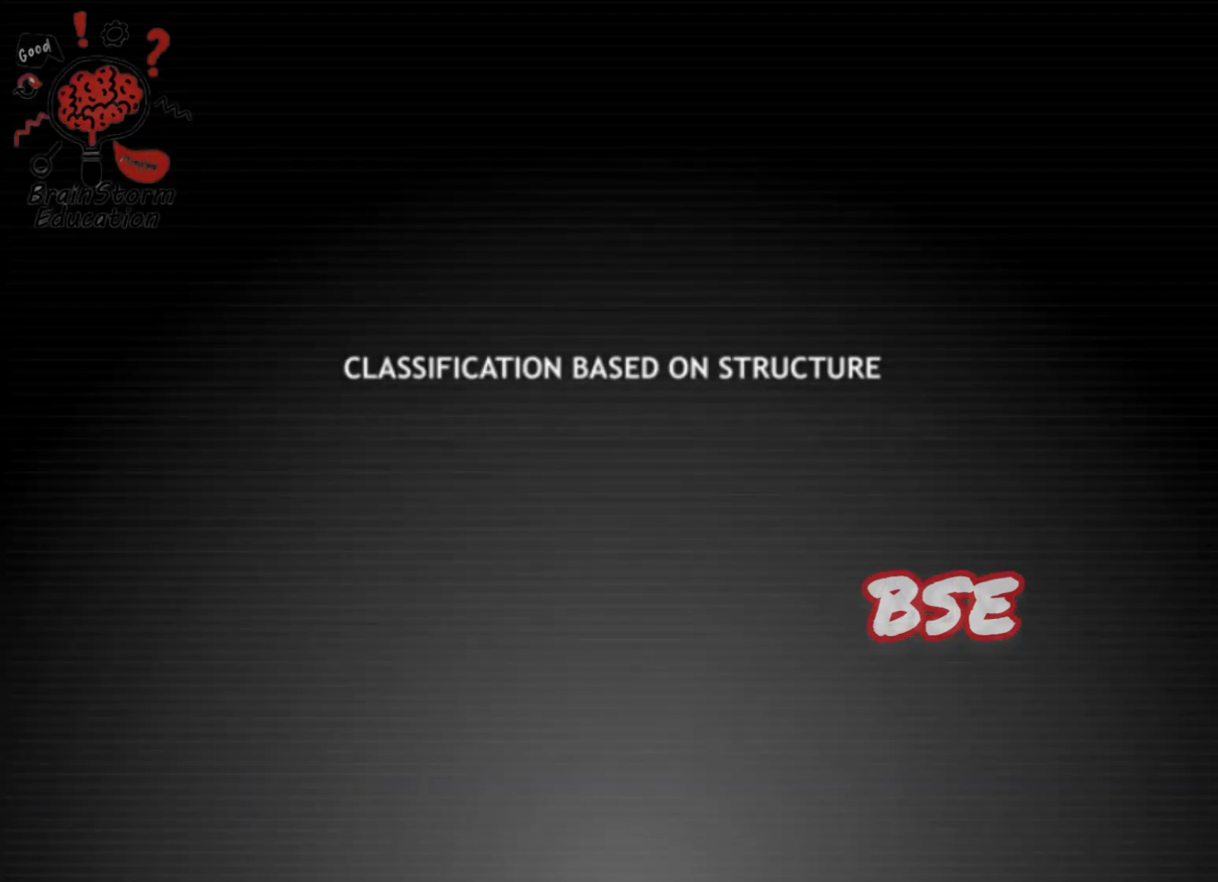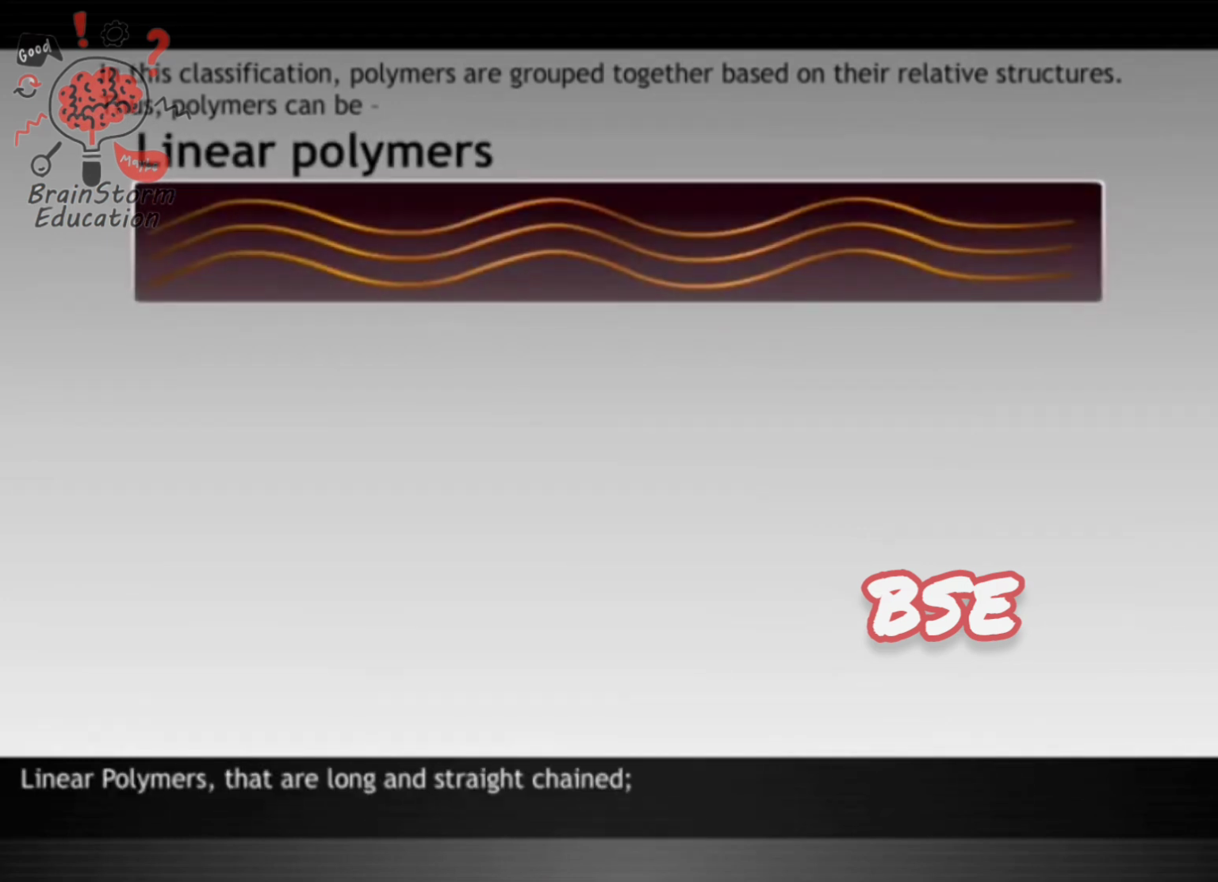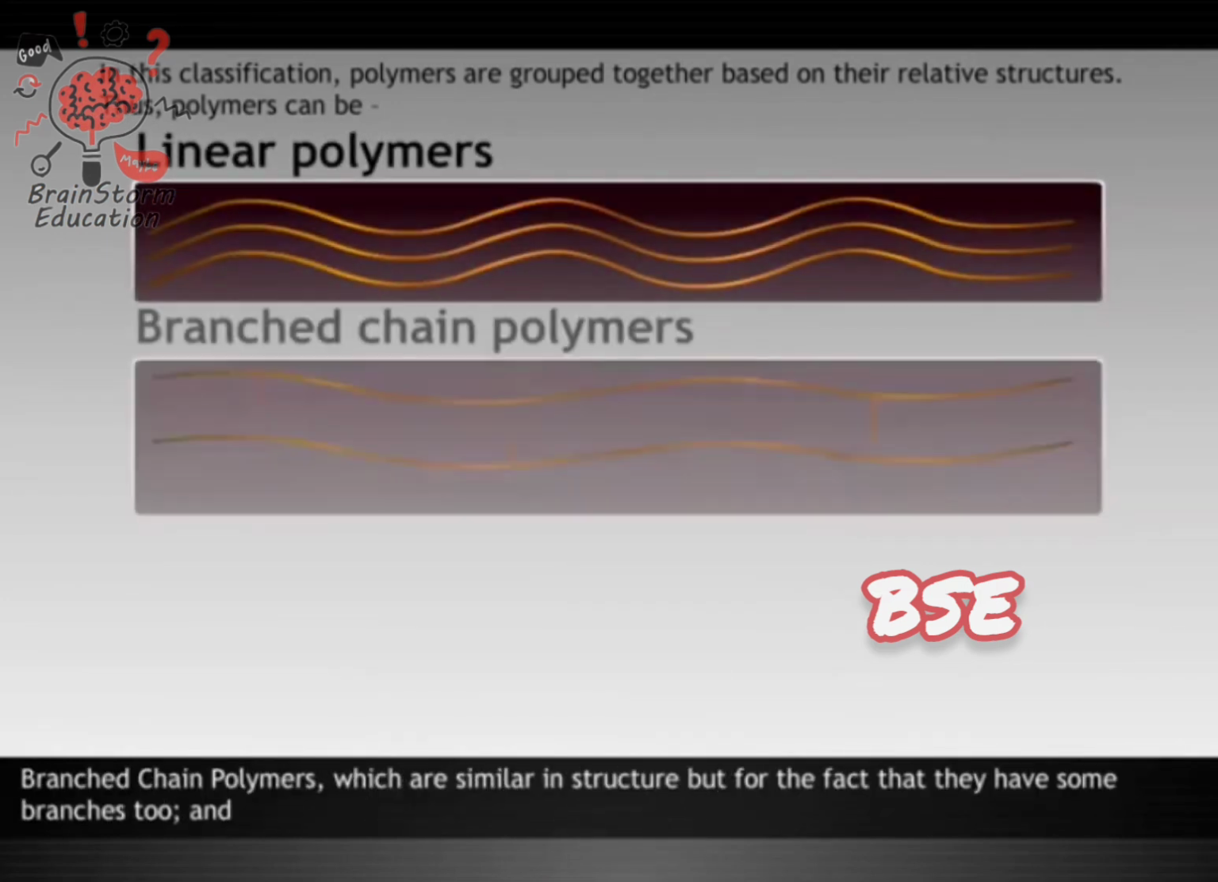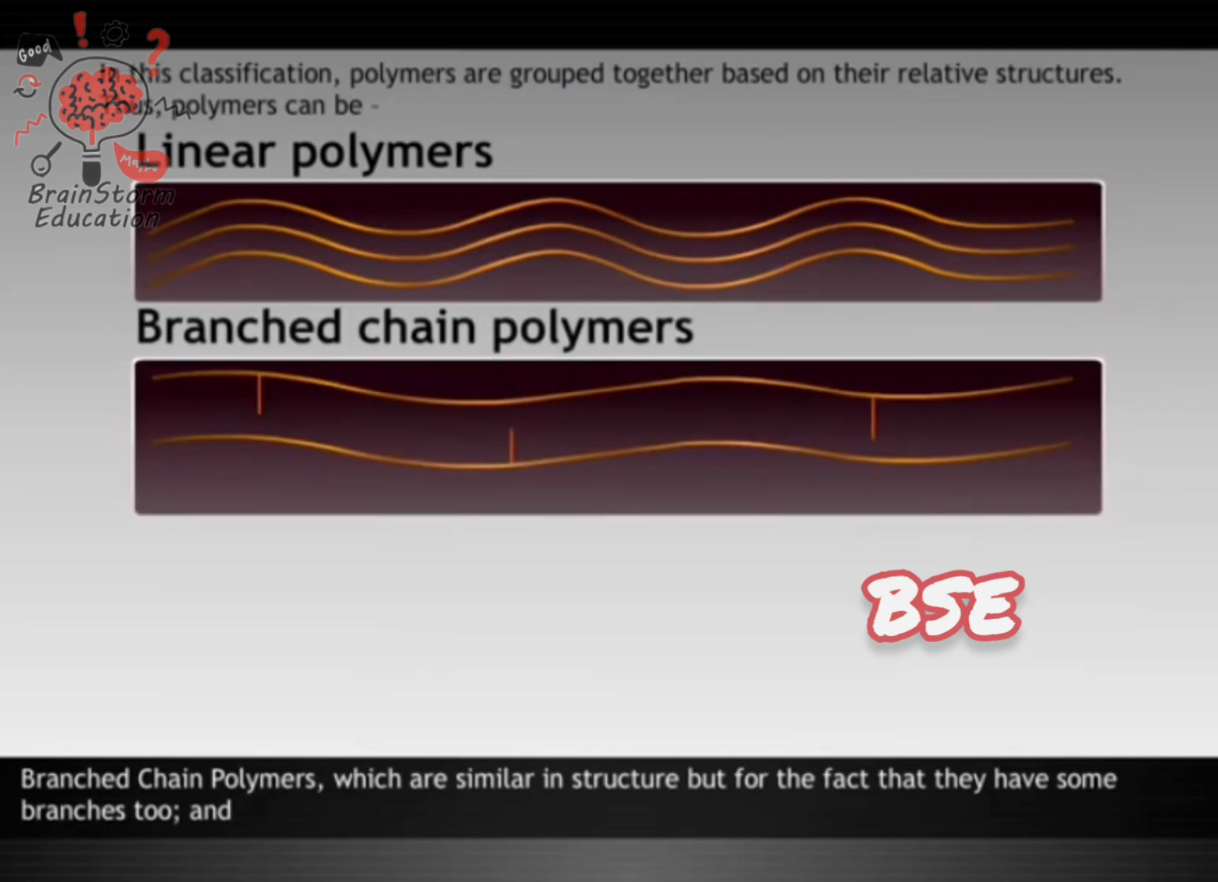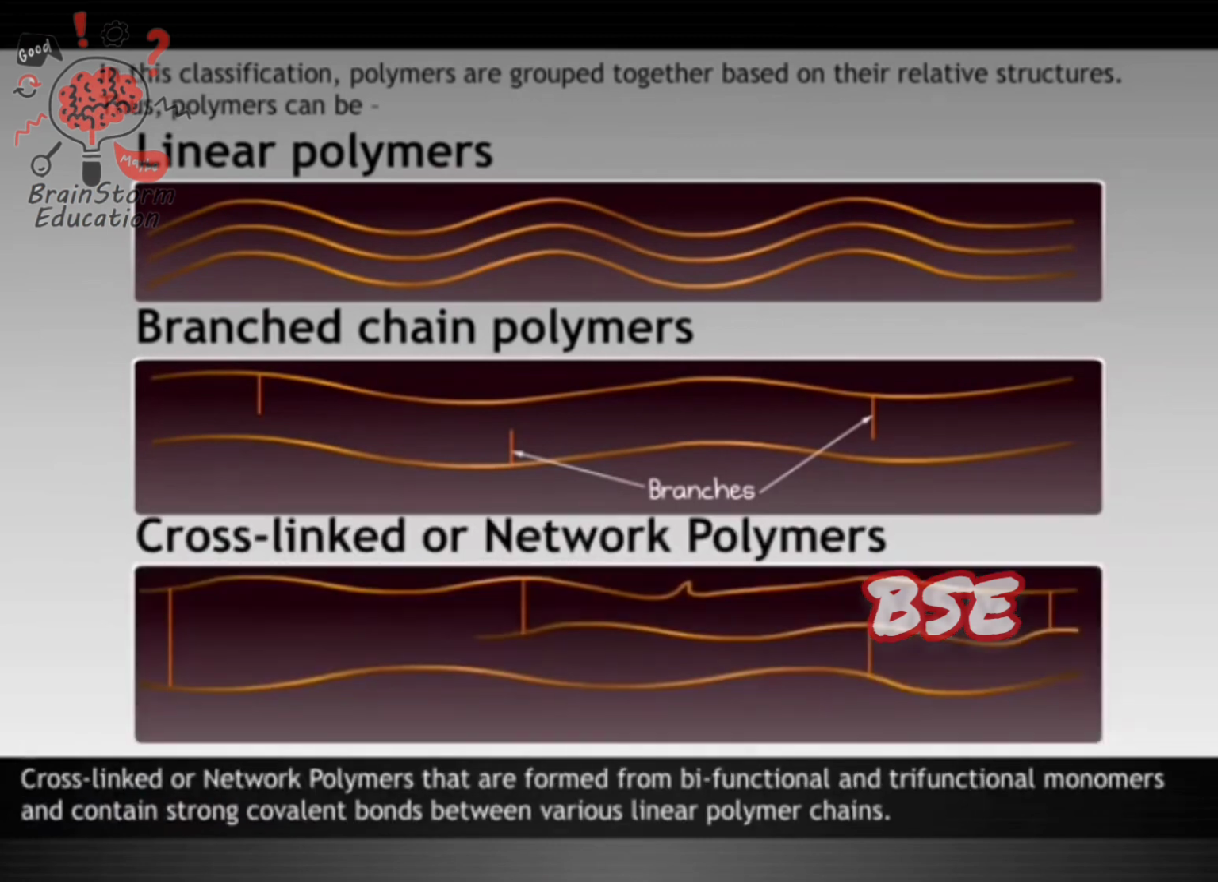Classification based on structure. In this classification, polymers are grouped together based on their relative structures. Thus, polymers can be linear polymers that are long and straight-chained, branched chain polymers which are similar in structure but for the fact that they have some branches too, and cross-linked or network polymers that are formed from bifunctional and trifunctional monomers and contain strong covalent bonds between various linear polymer chains.